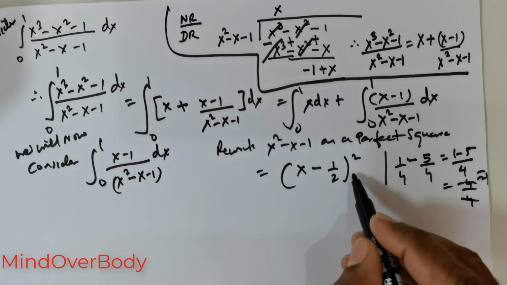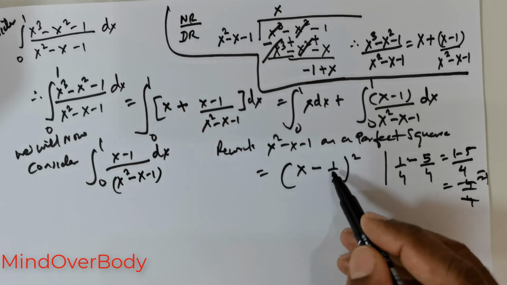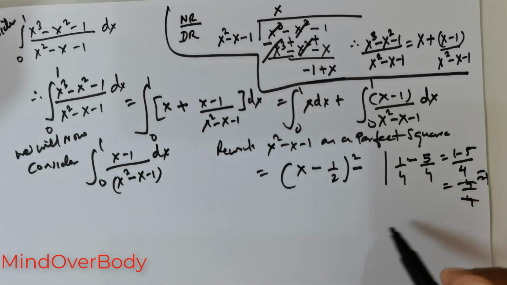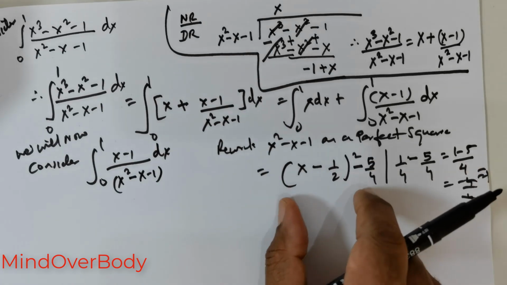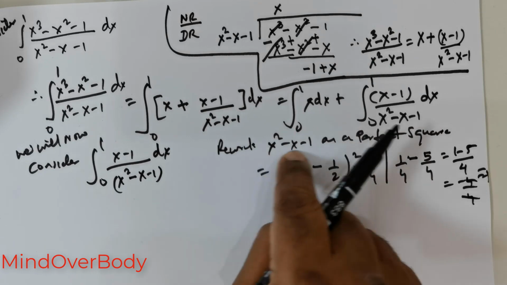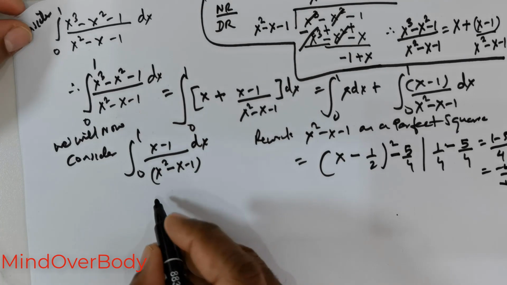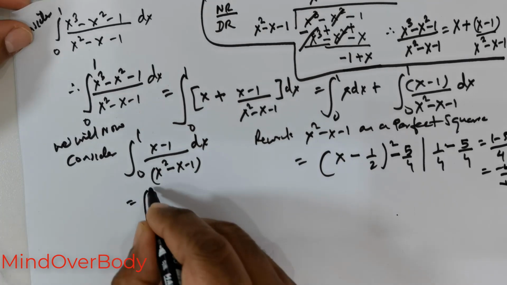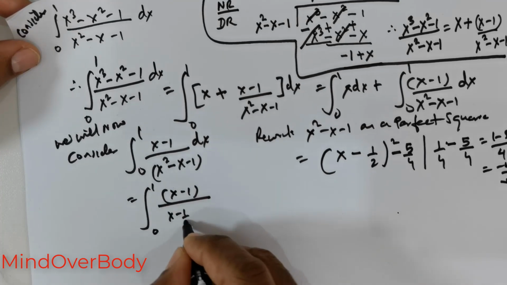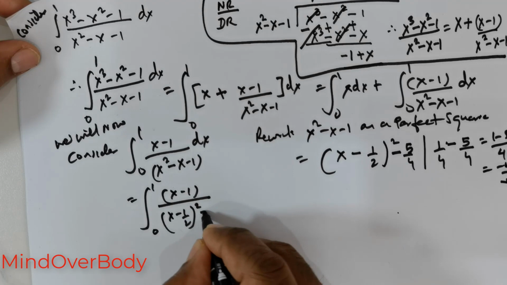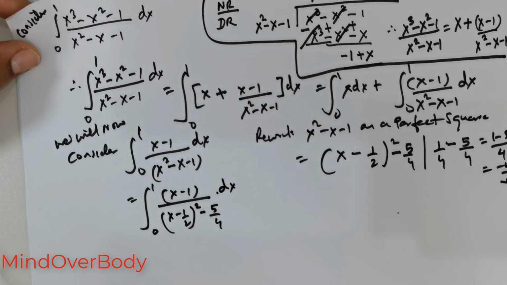So just to counter that 1/4, or to change that 1/4 that we are getting into negative 1, I'm going to add −5/4. This is going to be a standard for equations of this form. So let's go back. This is equal to the integral from 0 to 1 of (x − 1) divided by ((x − 1/2)^2 − 5/4) dx. So this is what we have got.